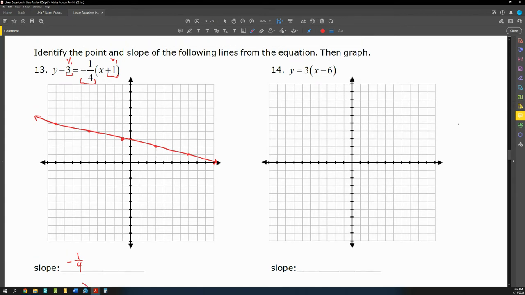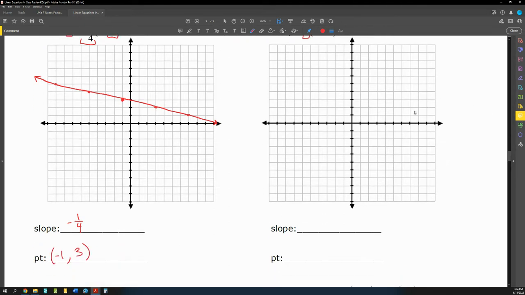Number 14. So to find the slope, again, it's that number in front of the grouping. So we have just positive 3. As a fraction, I always like to write my slope as a fraction. That's 3 over 1. You can put any integer over 1. It's not going to change its value.